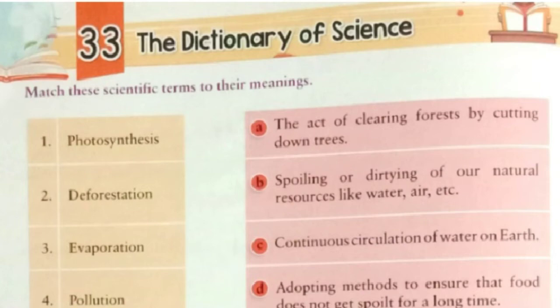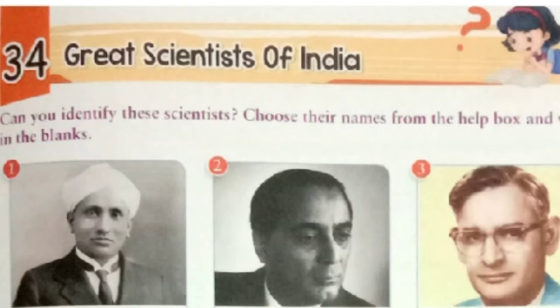So now I want this exercise to be done as your homework. Okay? Now let's move to our next exercise. So here is our exercise number 34, the great scientists of India. Here we have to identify these scientists with the clues given below. So let's start with our question number 1.